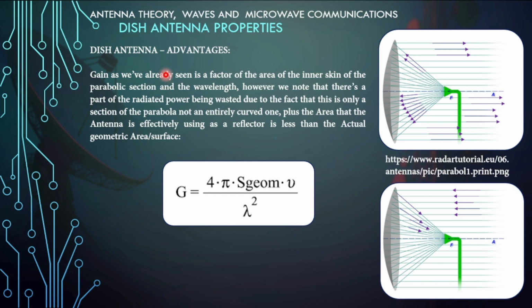Now, considering the gain again, which is also the gain of reception, the gain of the received signal in decibels. It is 4π times the geometric surface times η, which is the efficiency factor, divided by λ squared. Again, when you have a larger surface, you have a higher receptivity of the signal, a higher gain of reception.